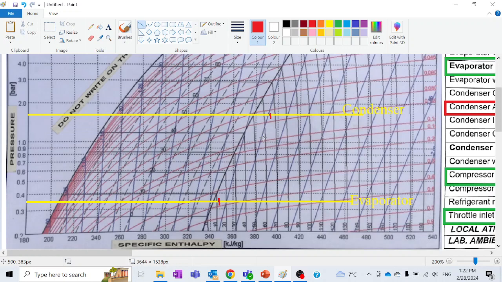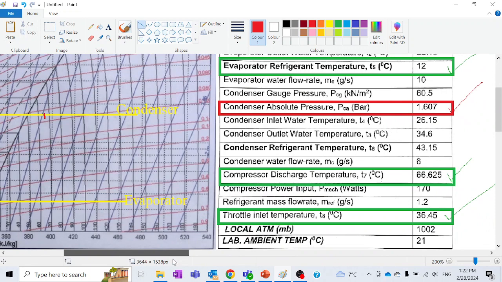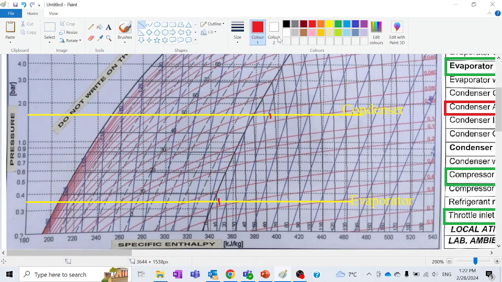So the throttle will again return the refrigerant, and it will finally enter the evaporator. Here the throttle inlet temperature is given, which is 36 degrees Celsius. We know that this is the 30 degree isothermal line, which moves horizontally like that. Once it touches the saturated liquid point, it moves upward vertically like that. So this is 30 degrees.